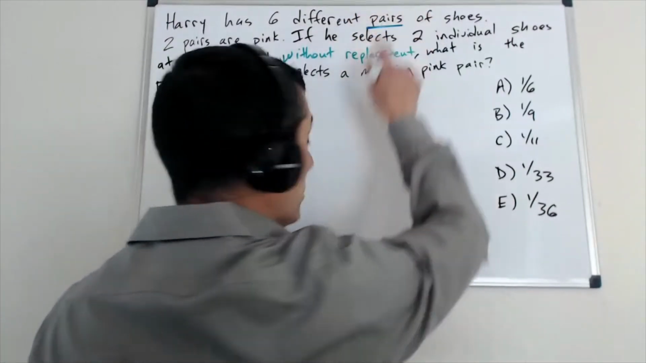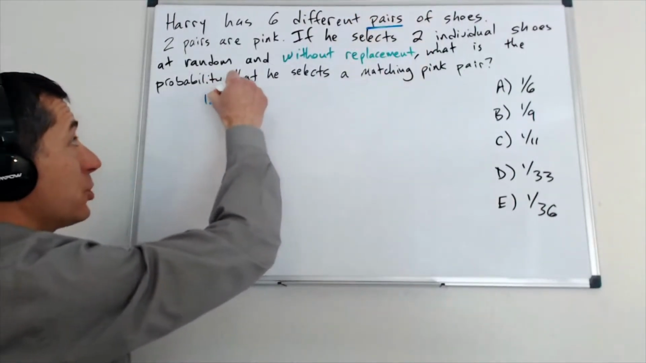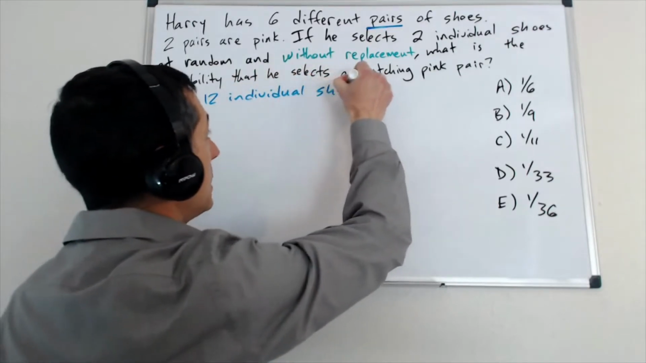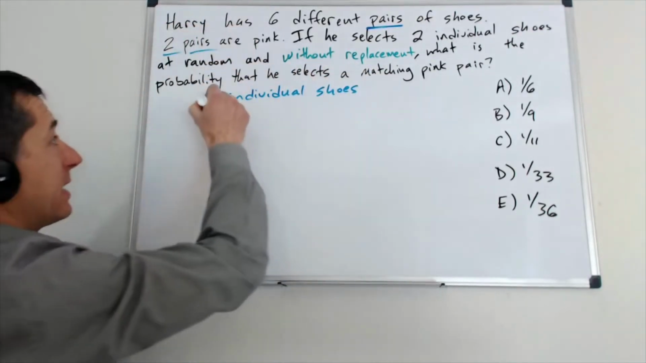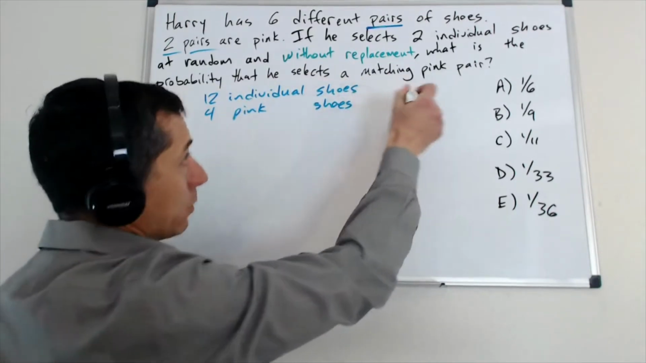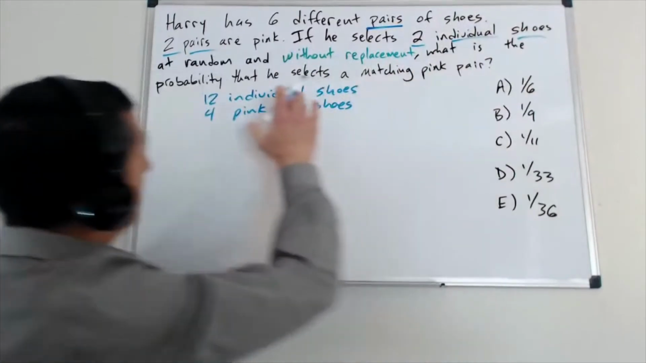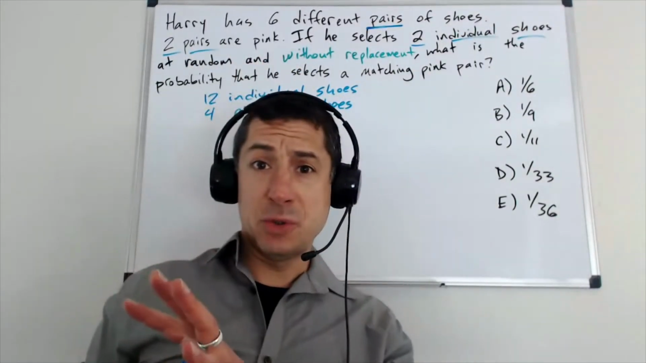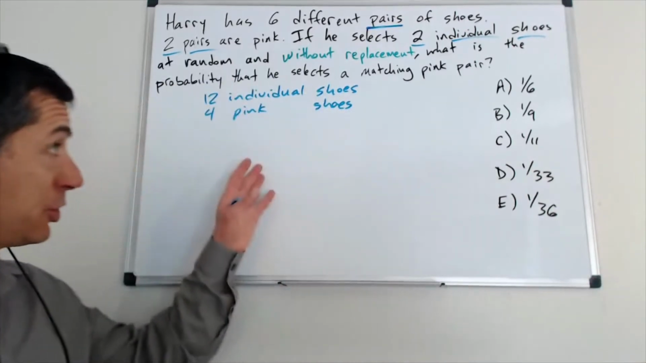Talking about 6 pairs of shoes, so he has a total of 12 individual shoes in his closet. And 2 pairs are pink, so 4 pink shoes. And we're selecting 2 individual shoes at random without replacement. And we want to know what's the probability, not just that he selects 2 pink shoes, but that he selects a matching pink pair of those shoes.